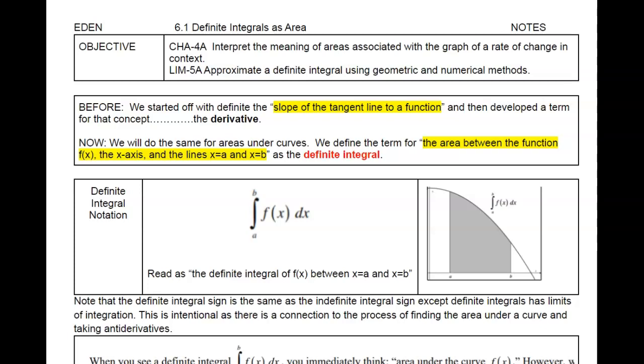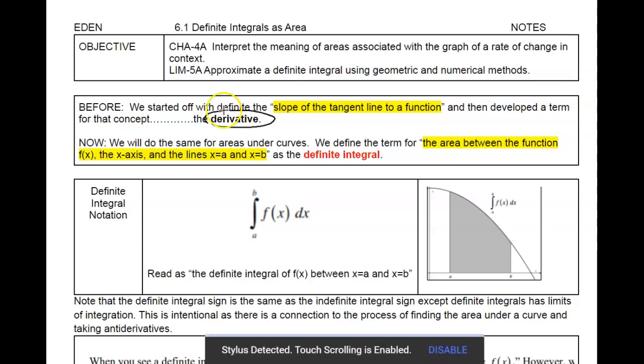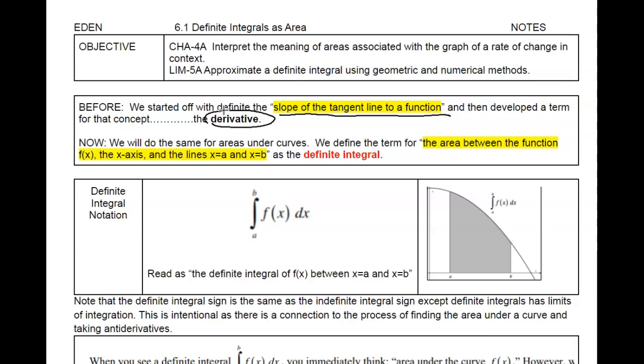Before, we talked about derivatives, and we could find a derivative using the slope of the tangent line to a function, okay? And so positive slopes meant a positive derivative, negative tangent slopes to the function meant a negative derivative. So for integrals, we're going to do the same idea.